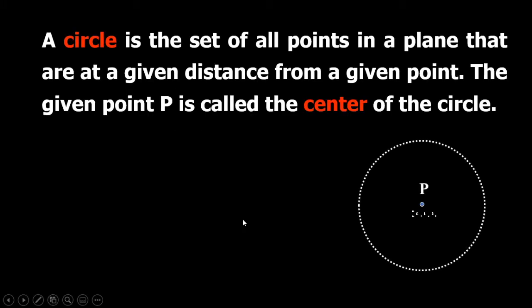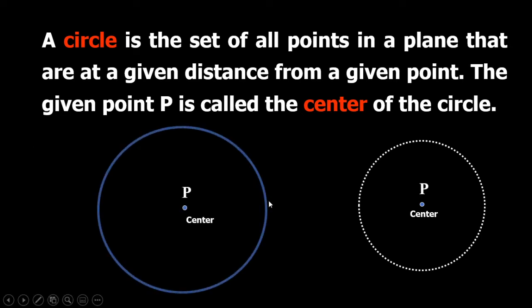A circle is a set of all points in a plane that are at a given distance from a given point. The given point P in the given figure is called the center of the circle. Now, technically, in our eyes, this is what a circle looks like. But by definition, remember that a circle contains the set of all points in a plane that are at a given distance from a given point. Now, point P here is the center. Remember that any point on the circle has equal distance from the center.